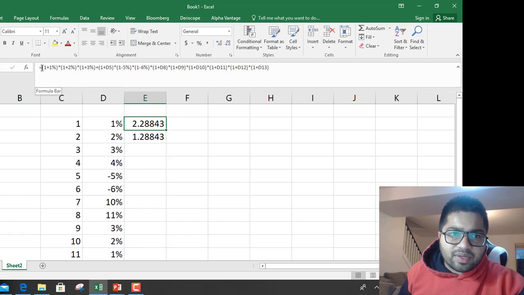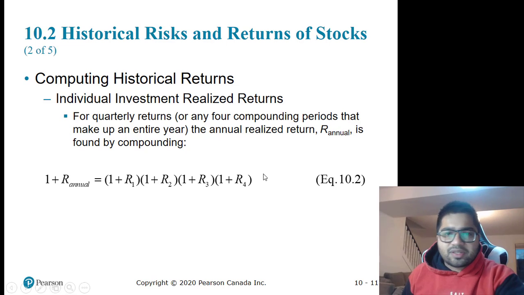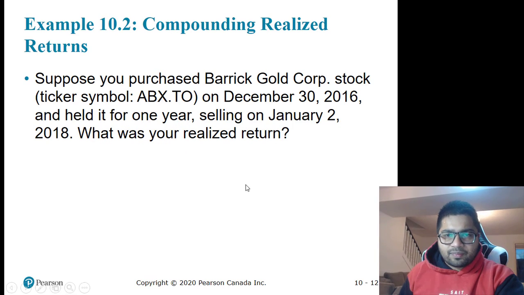Why do you subtract 1? Because you are adding 1 everywhere. That's why you have to subtract 1. Because in this formula, if you want to find annual returns, this 1 that is added goes here, which becomes subtraction after solving this bracket. So 1 plus monthly, quarterly, whatever period is given, into 1 plus next period, 1 plus next period, and so on.